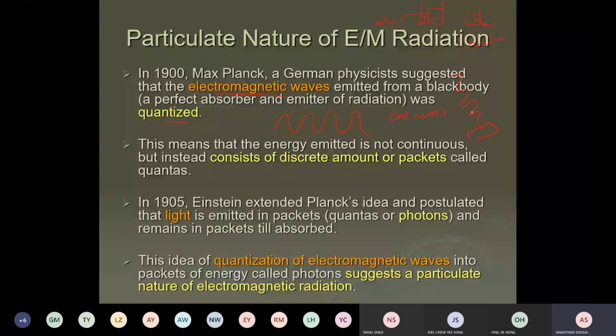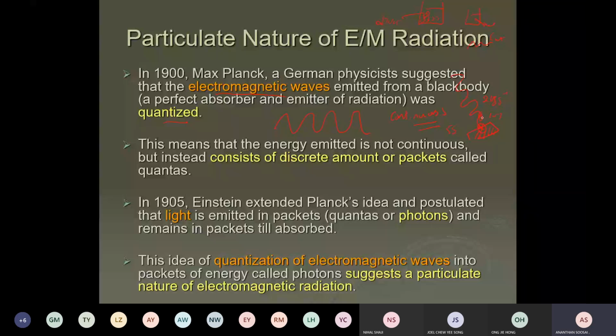Continuous means the energy is not in a packet. Let's say 2 watts, 2 joules per second, strikes the surface. If you expose the surface for 5 seconds, then the amount of energy striking is 2 joules per second, so 5 seconds is going to be 10 joules of energy received by the body. So it's not in a packet. The energy is continuous, like water.